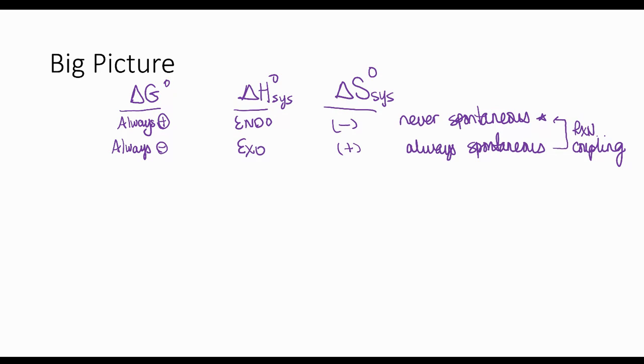Okay, the last two we did were endothermic, where the entropy was increasing of the system. This was temp dependent. And then the last one was exothermic, where this was negative. That one's also temp dependent.